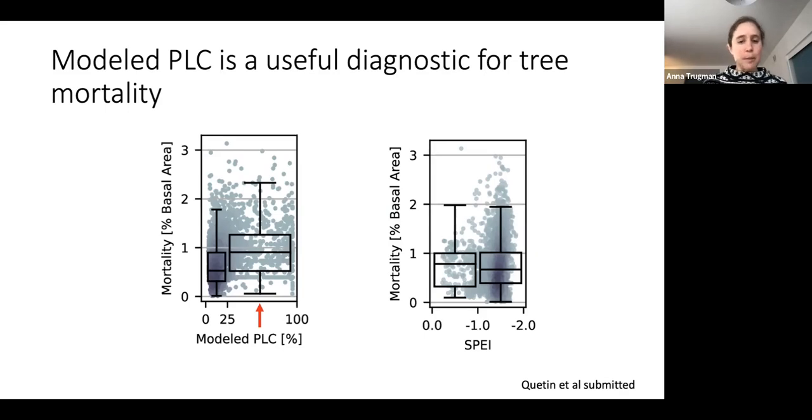So this indicates that the plant hydraulics model is actually more useful than just some standard drought index based on soil moisture, or in the case of SPEI, potential evapotranspiration and precipitation, because we don't see some clear difference between these two different populations in terms of basal area mortality.